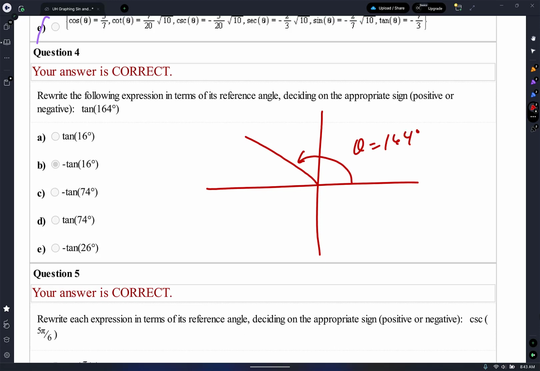You are, let's see, how many degrees away from 180? 64, 74, yeah, 16 degrees. In quadrant 2, is tangent positive or negative? Tangent is y divided by x, which is negative. So if I use the 16, that's what they want me to do. They want me to use the reference angle. So if I use the 16, I better put a negative in the front, because y divided by x is negative.